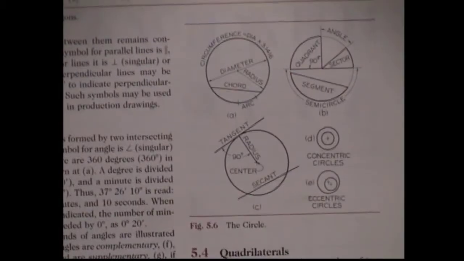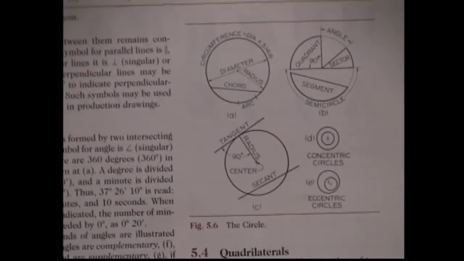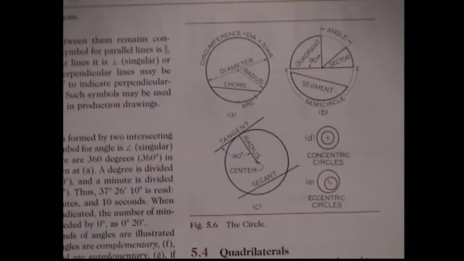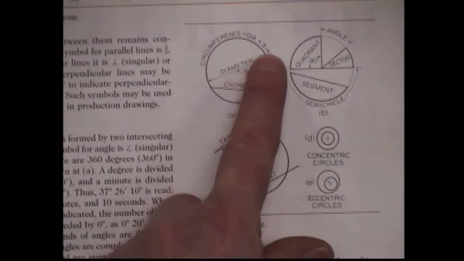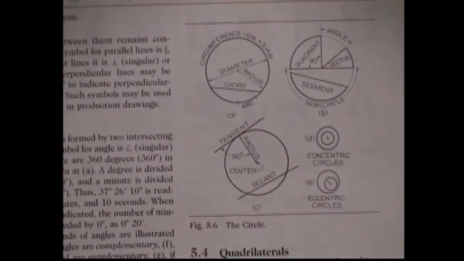And then we get into circles. So the circumference is what? What's the definition of circumference? It's the distance outside of the circle. Why would we need to know that in drawing? Because I've already told you, you only need to know two things about a circle: where it is and how big it is, right?